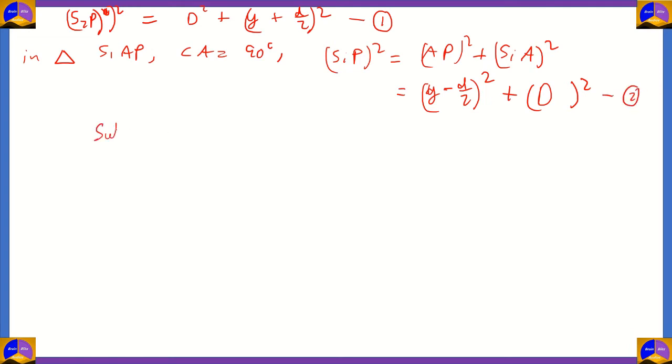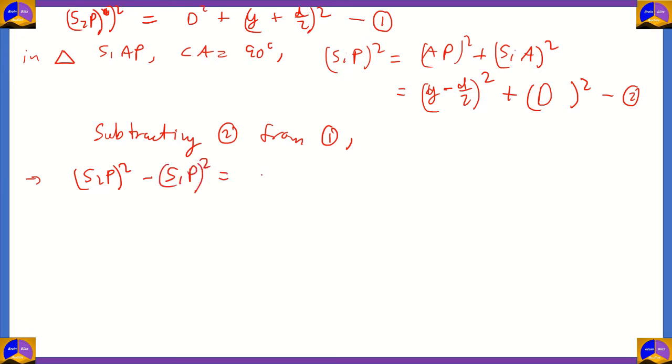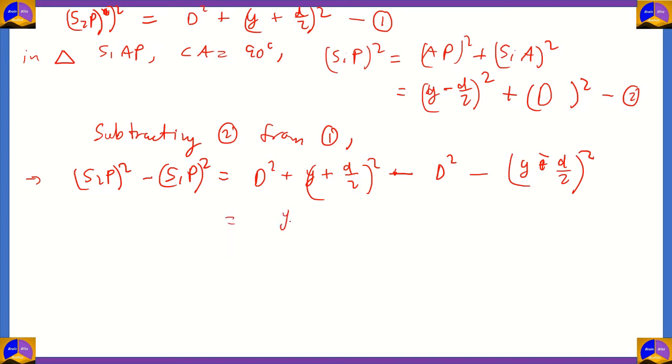So subtracting equation 2 from equation 1, you get S2P the whole square minus S1P the whole square. That will be equal to D square plus y plus d by 2 the whole square, minus D square, minus y minus d by 2 the whole square. So D square and D square get cancelled, so it's basically y plus d by 2 the whole square minus y minus d by 2 the whole square.